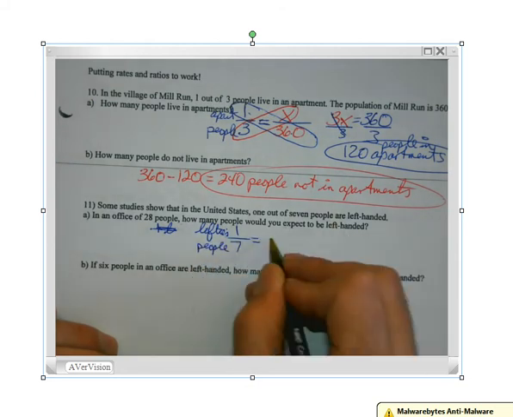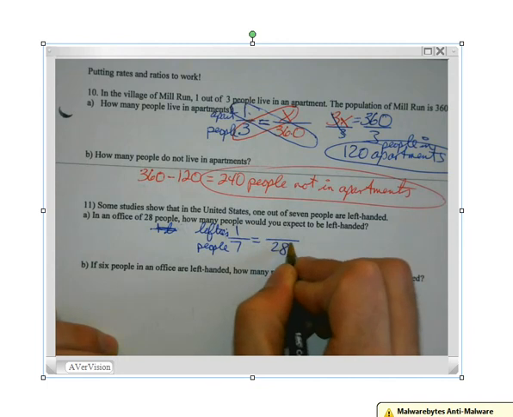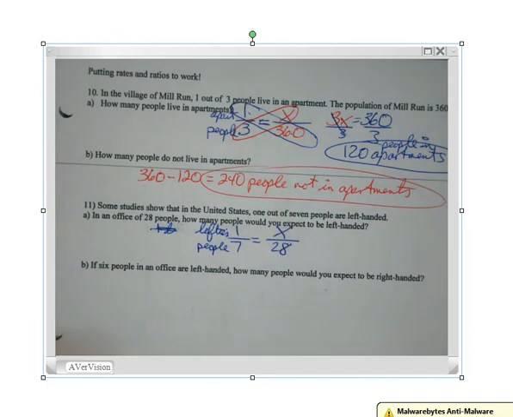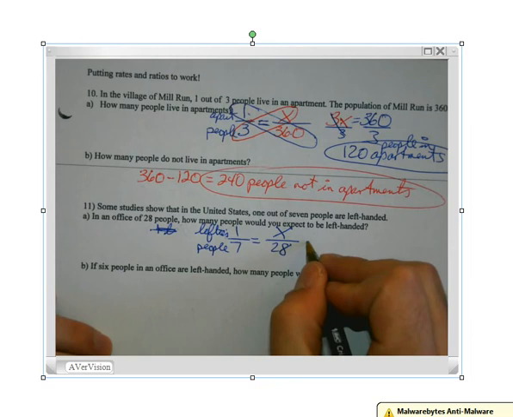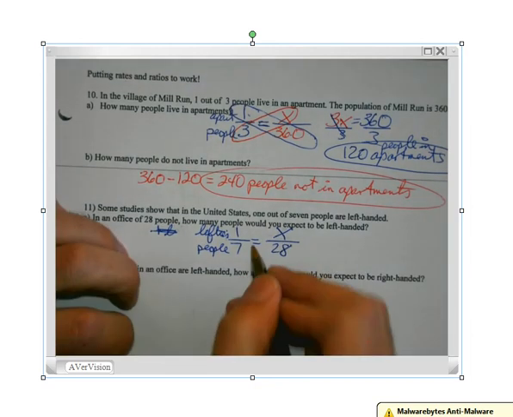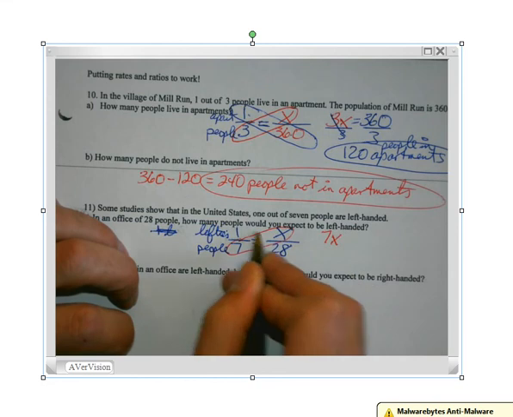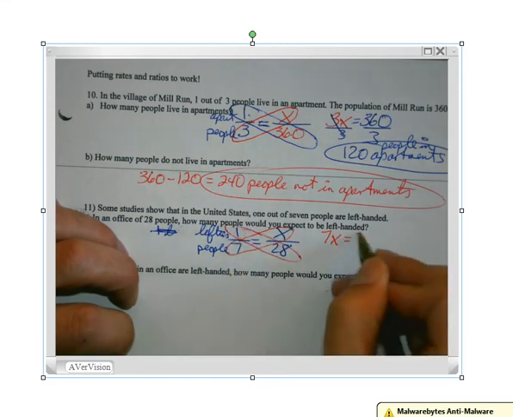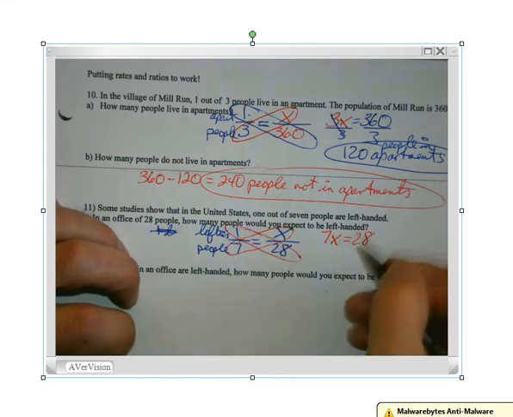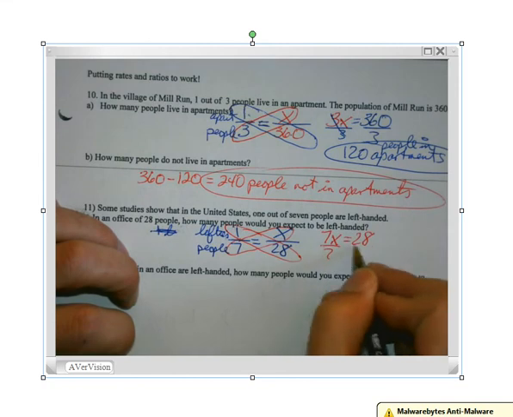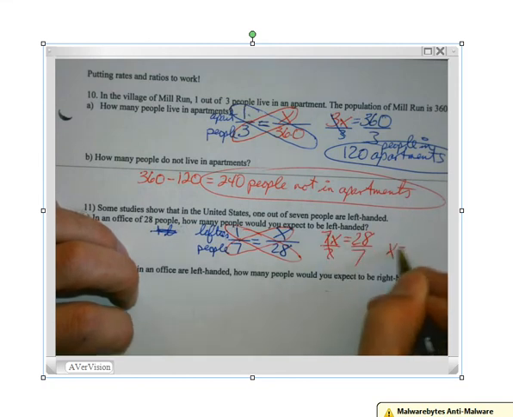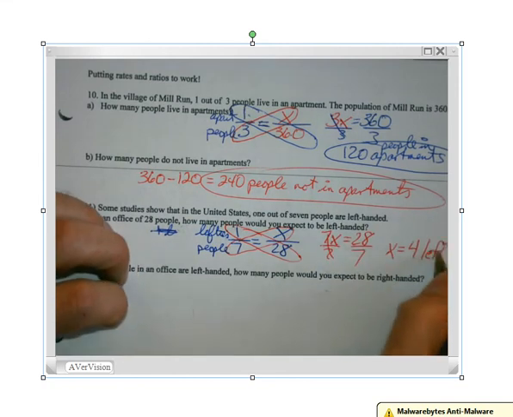So in an office of 28 people, how many are going to be lefties? So we always put the lefties part, in this case, up top, then just the other people on the bottom. Because 7 times x, and 1 times 28 is 28. And notice the step's going to be the same again. We just divide by 7, and we find out we have 4 lefties.